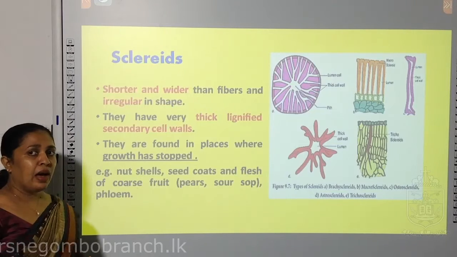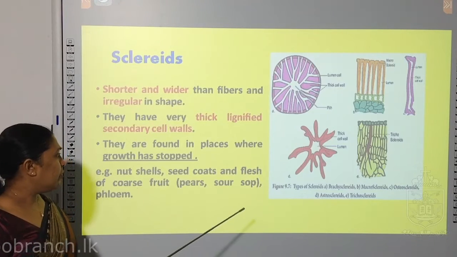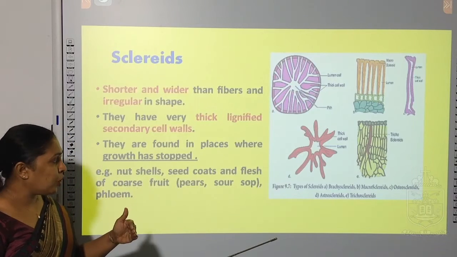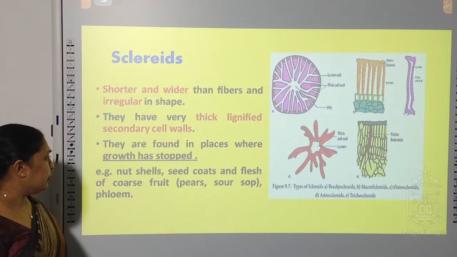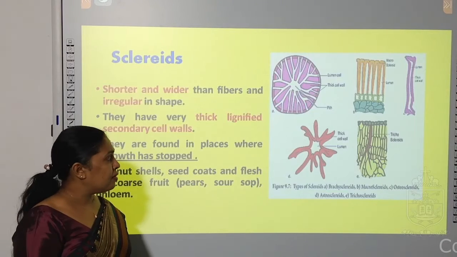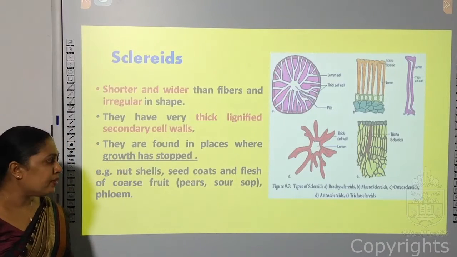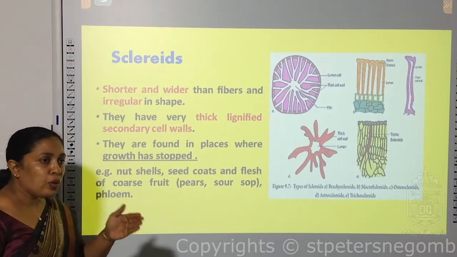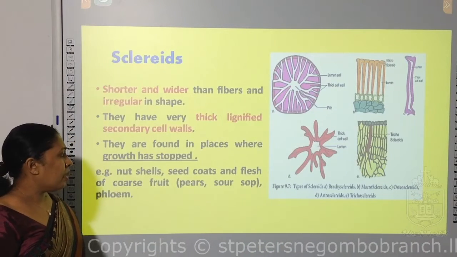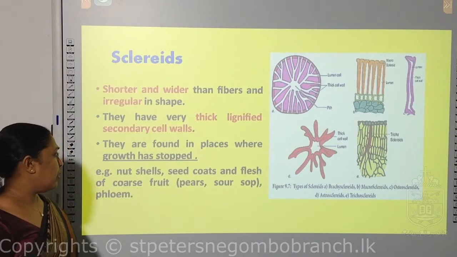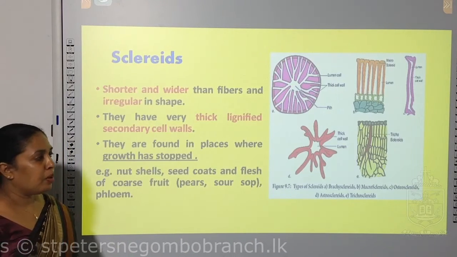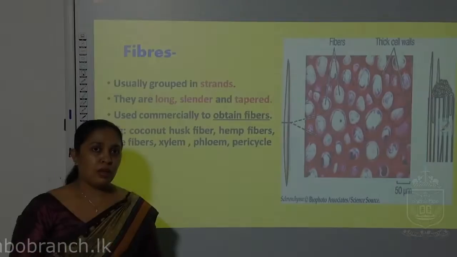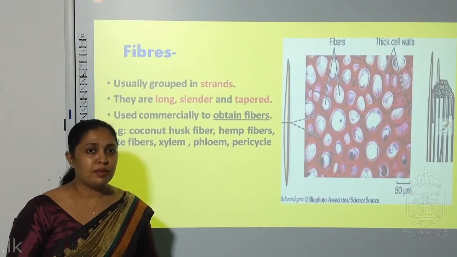So they are not present in the dividing places, but where the growth has stopped, which are permanent tissues. You can experience these cells in some fruits like pears and soursop, also known as coarse fruits, and in some seed coats and nut shells like peanuts. All these are sclereids. The fibers are the next type of sclerenchyma cells.